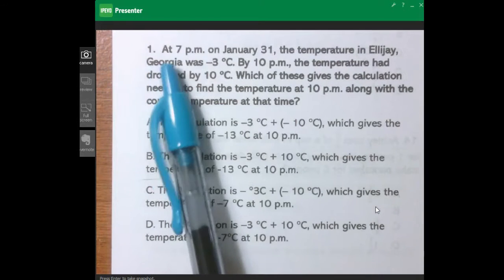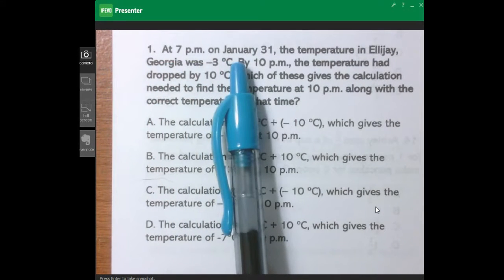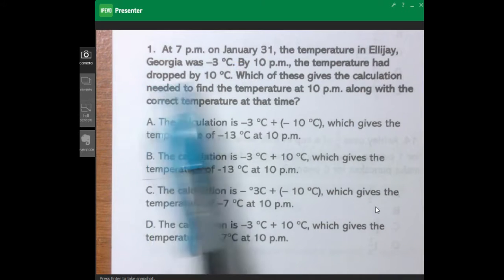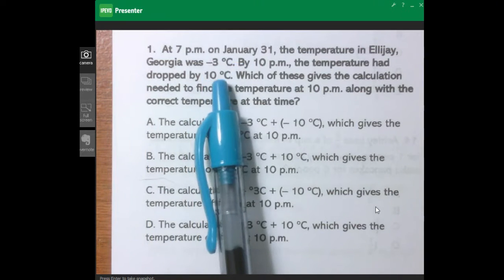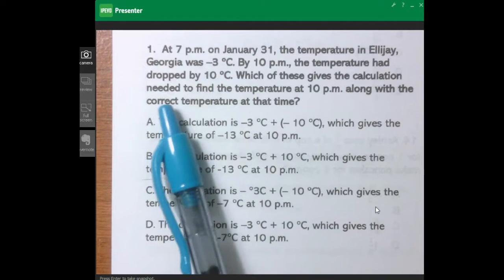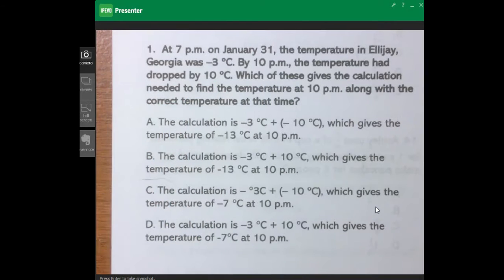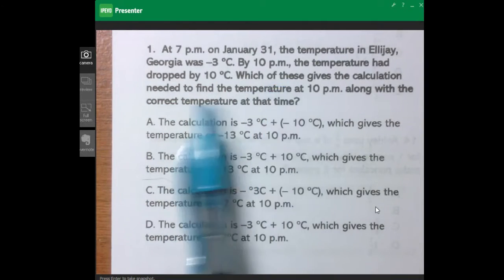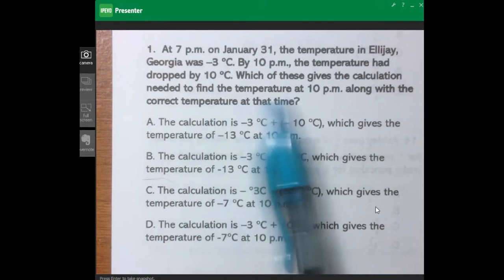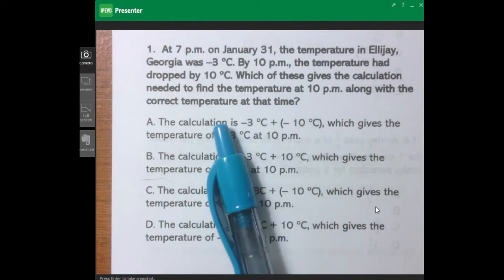So, question number one says at 7 p.m. on January 31st, the temperature in Ellijay, Georgia was -3 degrees Celsius. By 10 p.m., the temperature had dropped by 10 degrees Celsius. Which of these gives the calculation needed to find the temperature at 10 p.m. along with the correct temperature at the time?